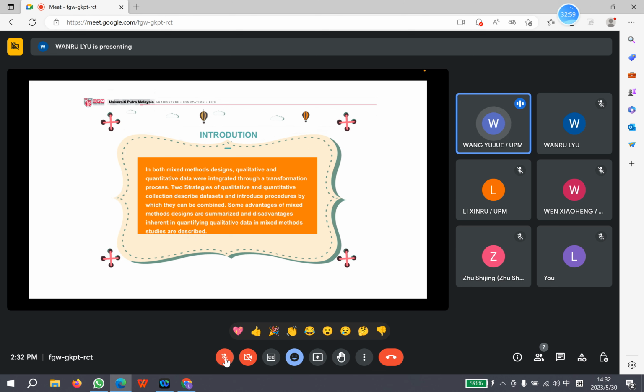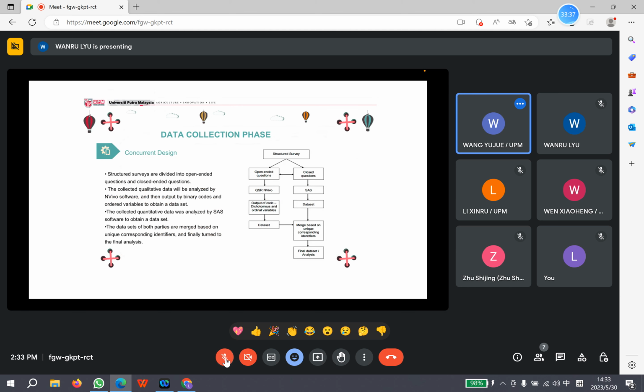Okay, in both mixed methods designs, qualitative and quantitative data were integrated through a transformation process. 2 strategies of qualitative and quantitative collection describe data sets and introduce procedures by which they can be combined. Some advantages of mixed methods designs are summarized, and disadvantages inherent in quantifying qualitative data in mixed methods studies are described. Next, please.